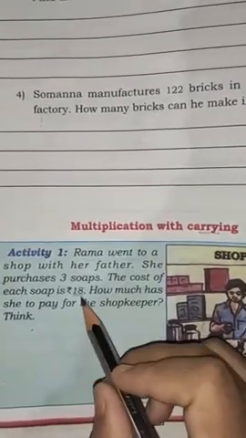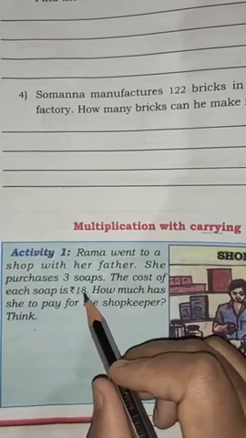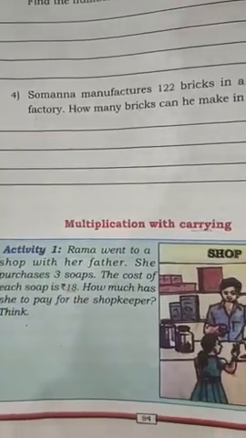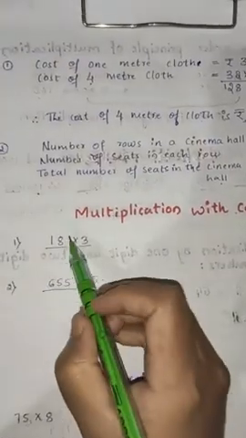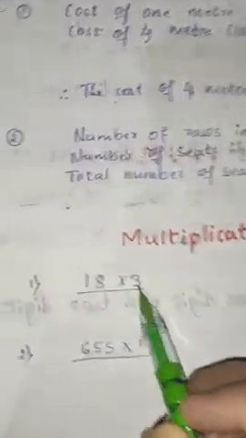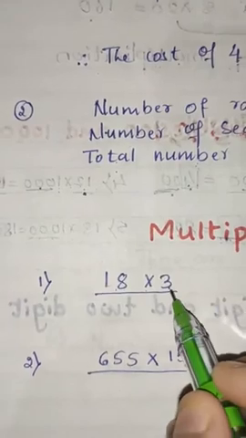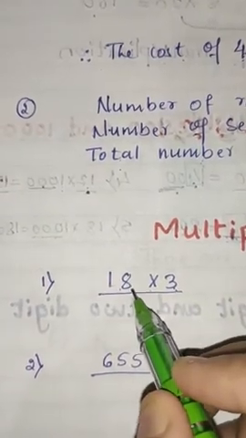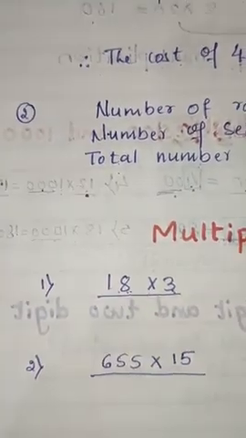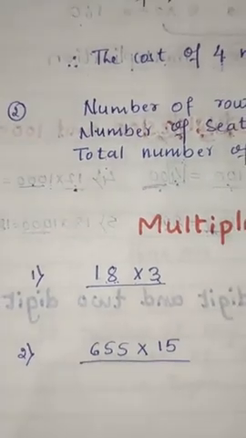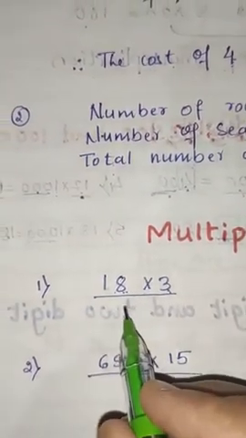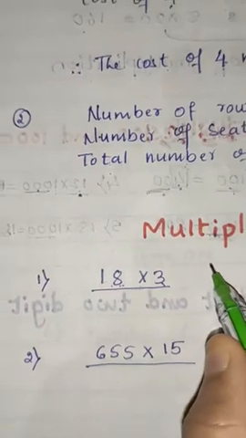So here what we have to do, we have to multiply 18 by 3, right? 18 into 3. You know, we have to start multiplying the number from the unit place, right? So 3 8s are how much? 24, right? So how to write 24?